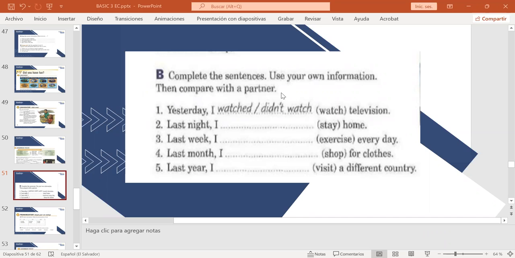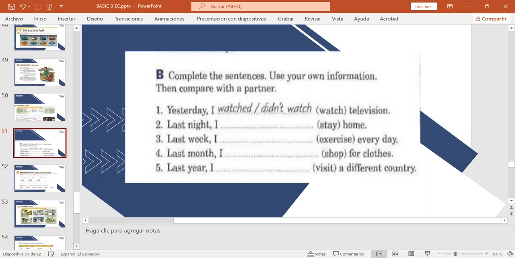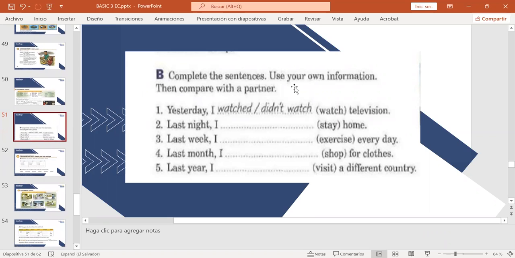Now you can see my screen? Yes, I can, teacher. Okay, good. So I need you to complete these sentences with your own information, okay? If you didn't watch TV, you can say I listened to music or other thing, but complete these sentences, please.